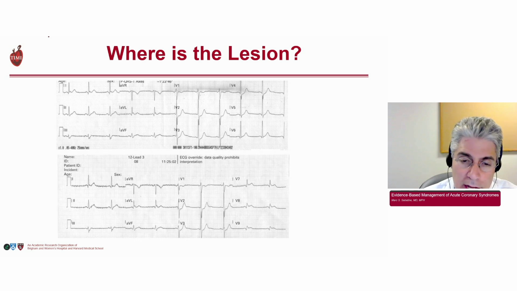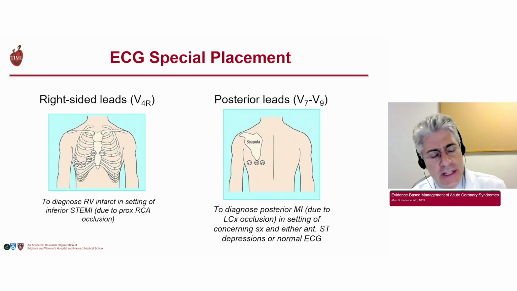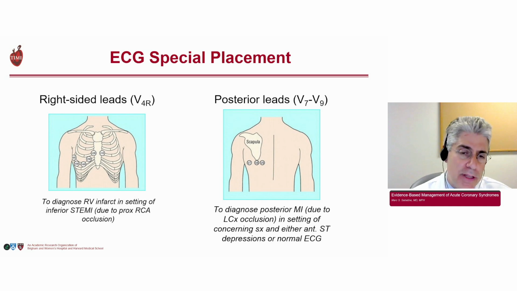But actually, it turns out for this person, then they got posterior leads. I'll draw your attention to that bottom ECG. The 3 rightmost leads are labeled V7, V8, and V9. They've wrapped the leads around the back, and now you can see ST elevation there. So this patient was actually having a true posterior MI. So this is how these special ECGs that you might keep in the back of your mind, how they work.